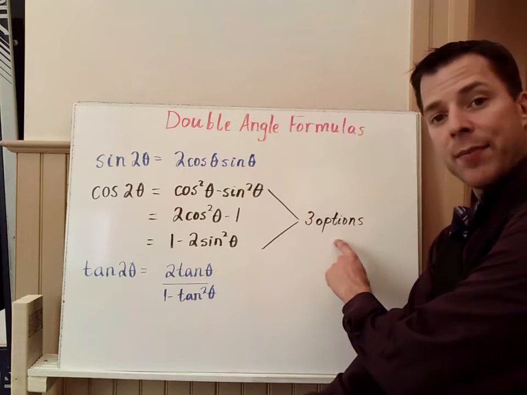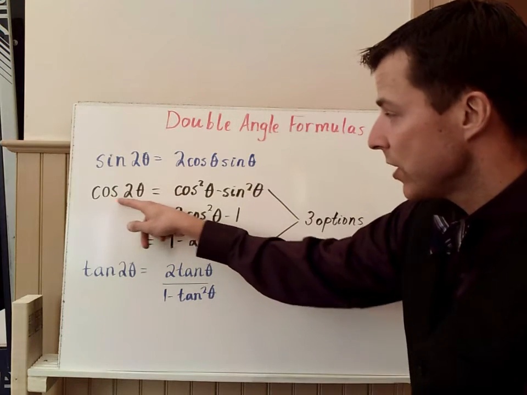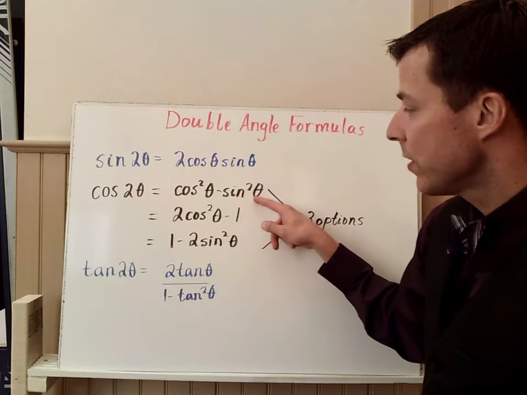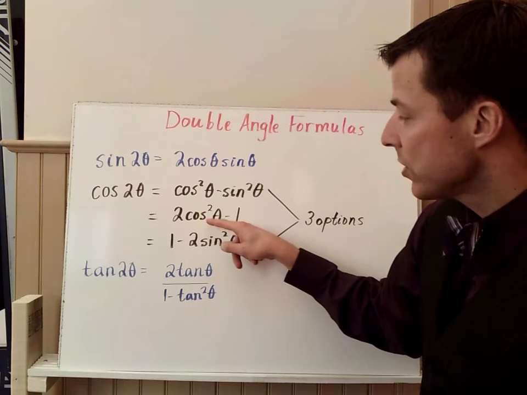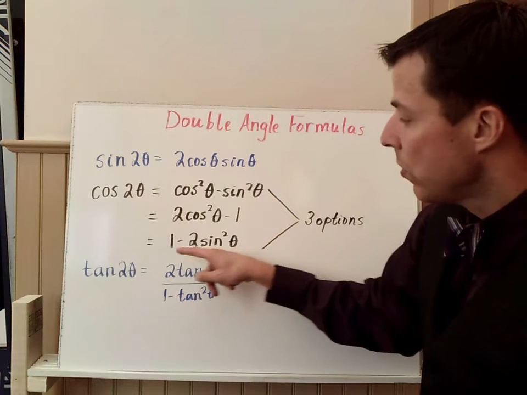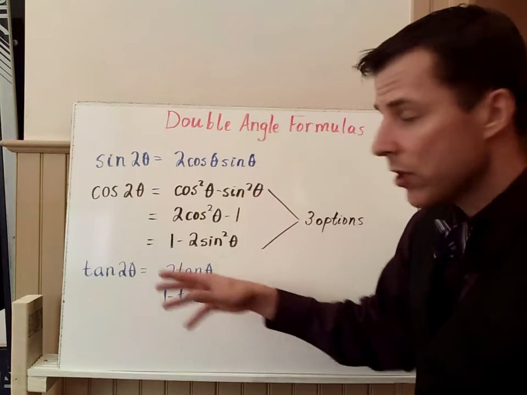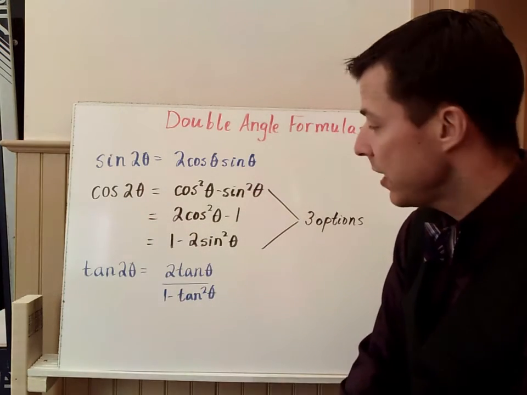Cosine, you get 3 options here, so you can pick either of the 3. So you get cosine of 2 theta can be equal to cosine squared theta minus sine squared theta. You can use 2 cosine squared theta minus 1, or you can use 1 minus 2 sine squared theta. Any of those 3 you can use when dealing with cosine of 2 theta.